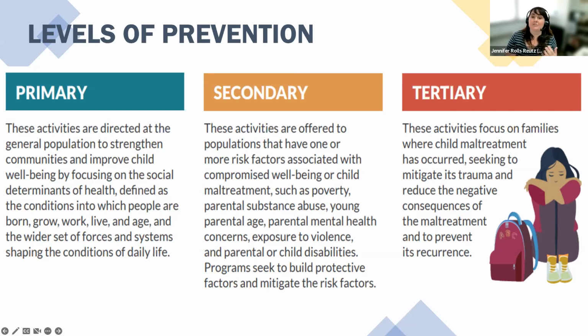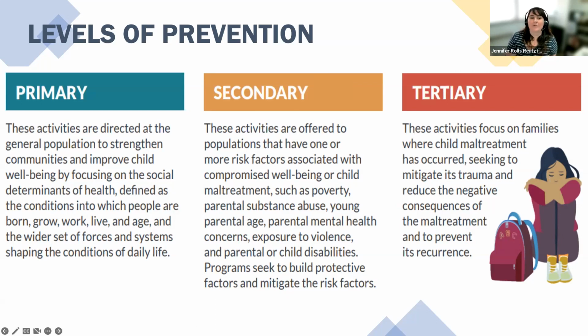Secondary prevention are activities that are offered to populations that have risk factors that may be associated with issues with well-being or child maltreatment. These could be things like poverty, parental substance abuse, insecure housing, etc. Lots of different risk factors that I'm sure you're familiar with. These programs seek to build protective factors and mitigate risk factors. These are targeted programs. They might be for families that are identified as being at risk, or it could target an entire community. For example, if poverty is higher than average in that community. So you might target at different levels, but these are targeted approaches.